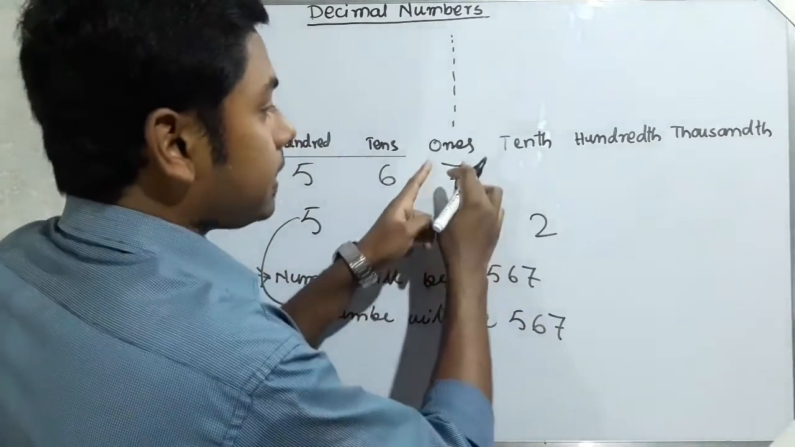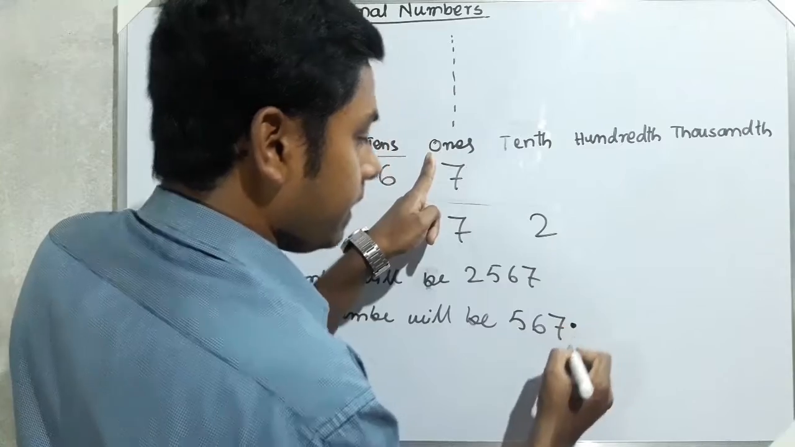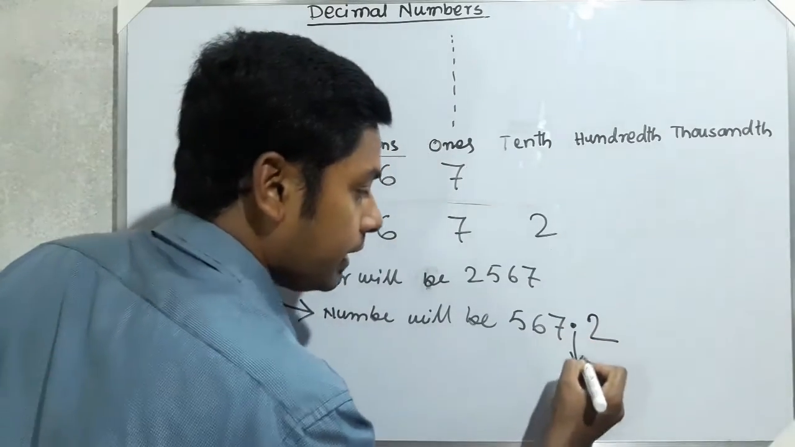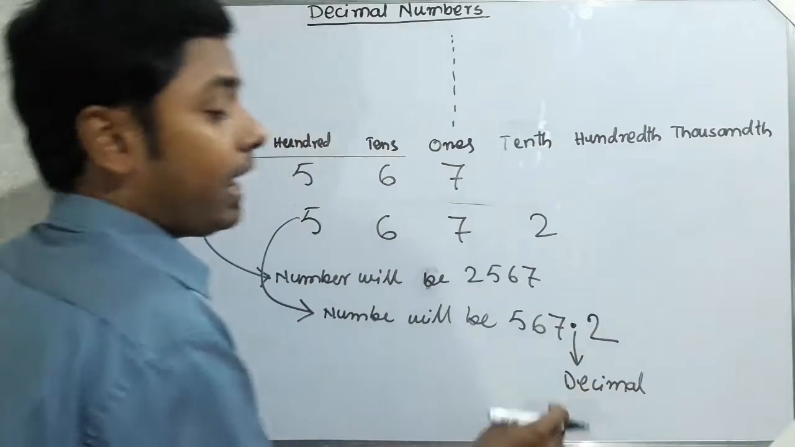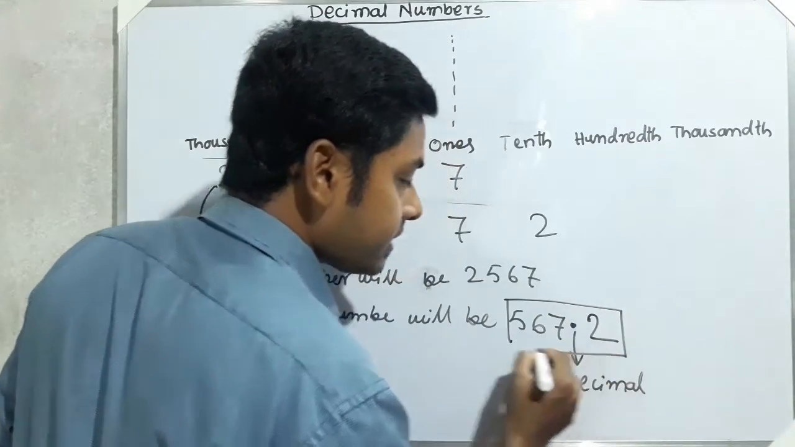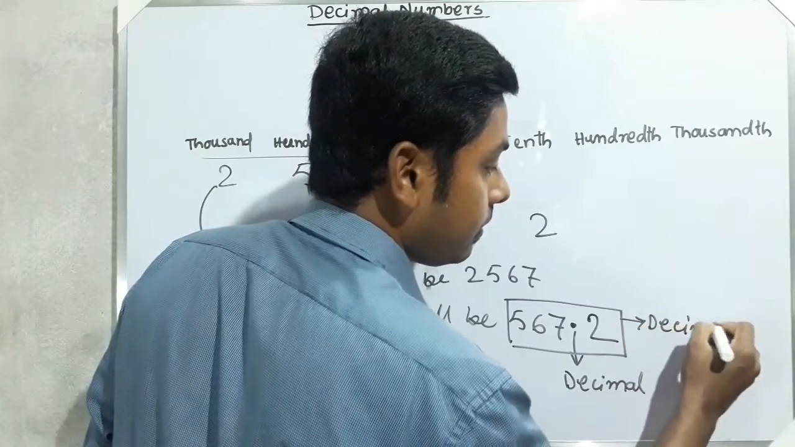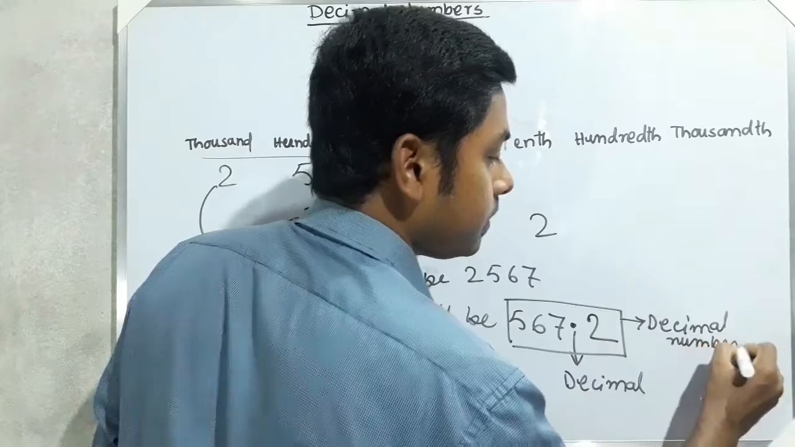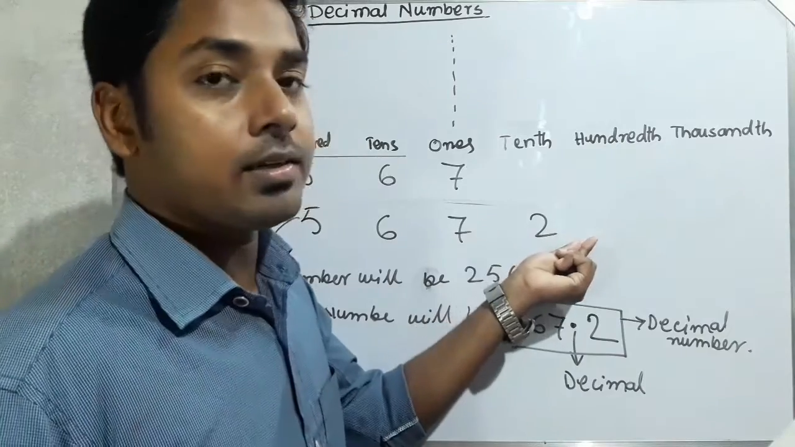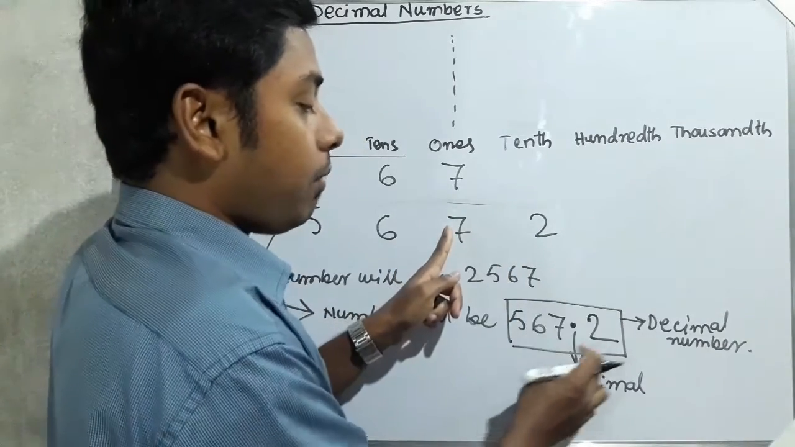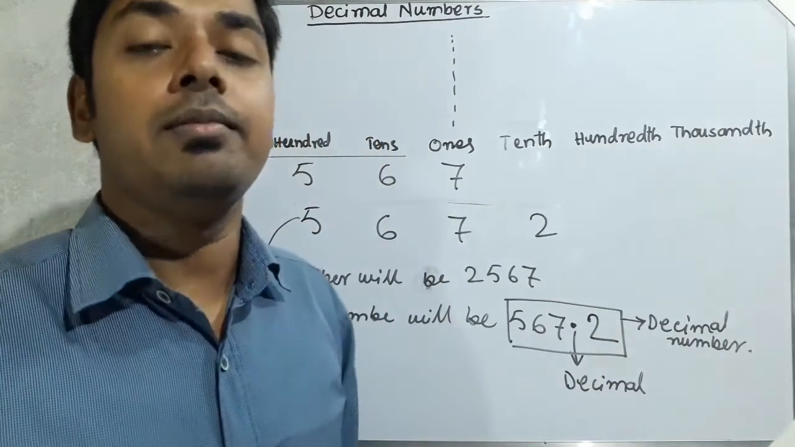Then after ones, if there is any digit, you have to take a decimal point and then 2. This is called the decimal point, and the number including the decimal is called a decimal number. So that means if you have any digit after the ones digit, then you have to take a decimal point, and the number including the decimal is called a decimal number.